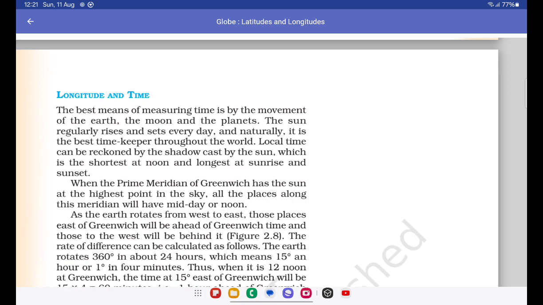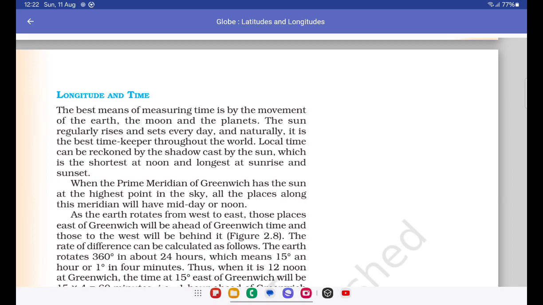Sorry, let's start again. For each degree it takes 4 minutes. So if we cover 5 degrees of longitude, it will take 5 into 4, that is 20 minutes. If we cover 10 degrees of longitude, it will take 10 into 4, 40 minutes. This is how it works, and it depends on the sun's rays.